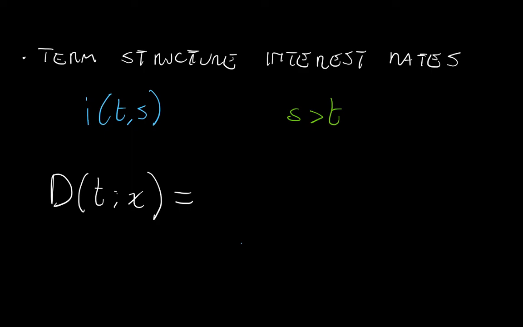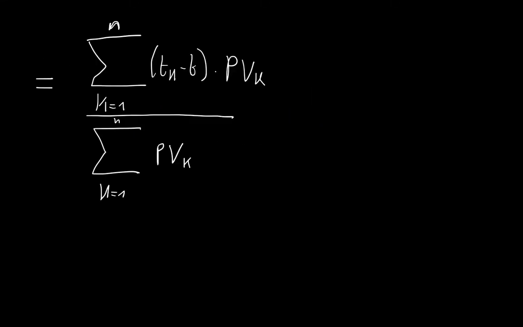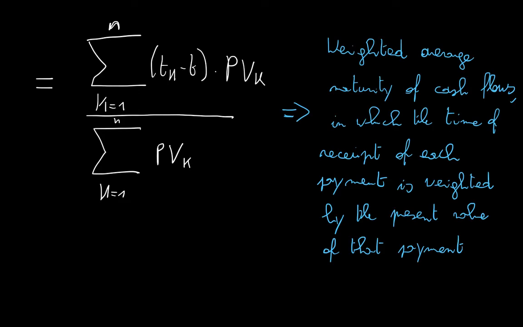Then we denote the duration as this formula, which at the end is the weighted average of time, weighted by the present value of the cash flows. And at the end, Macaulay's duration returns a number which is expressed in years, months.